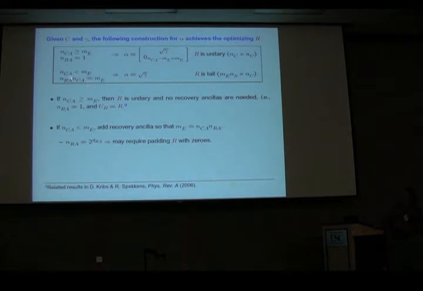On the other hand, if the number of ERA OSR elements exceeds the number of encoding ancilla, then now we just take the square root. R is now tall. You need extra recovery ancilla to get to the optimal, the minimum distance measure through R. And of course, you might have to pad it because N sub R is 2 to the something.